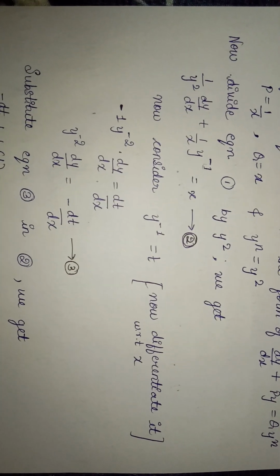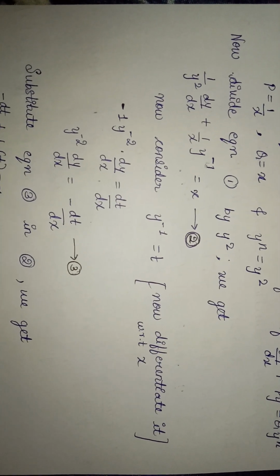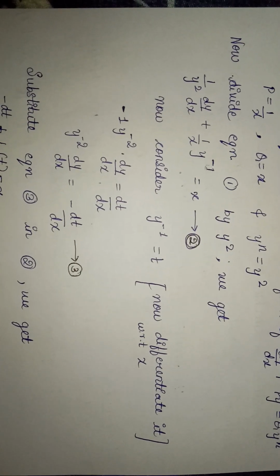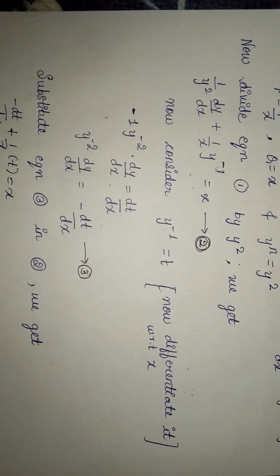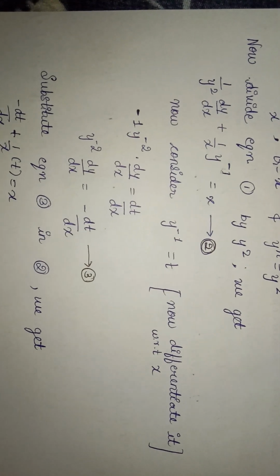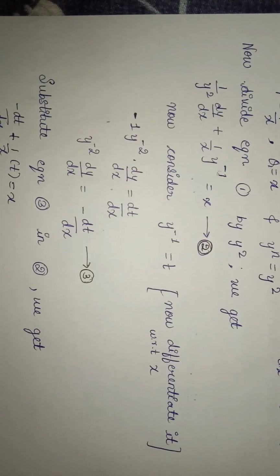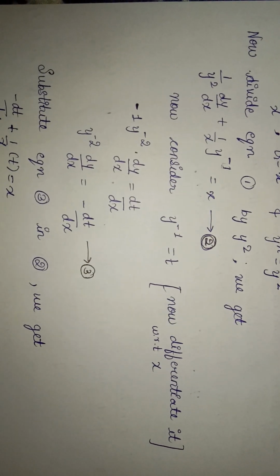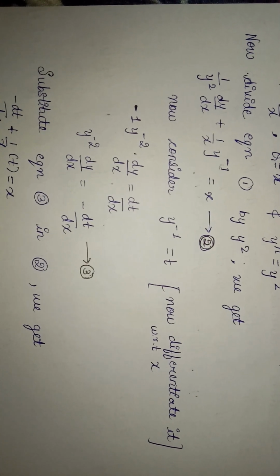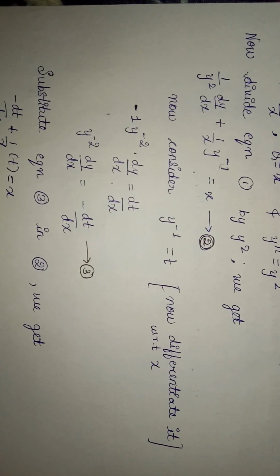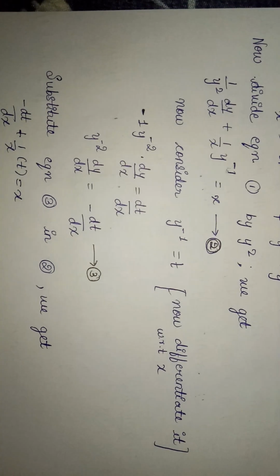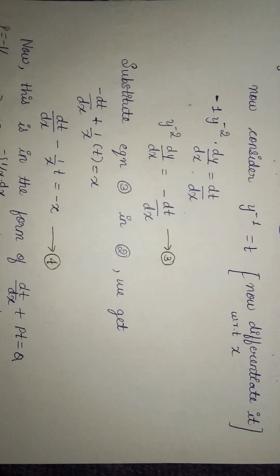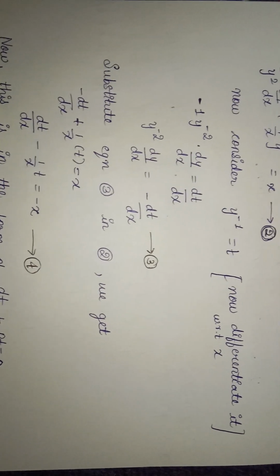Then we equate t to y to the power of minus 1 and differentiate it with respect to x. After differentiation, we see whether there is an extra term other than y to the power of minus 2 dy by dx equals dt by dx. Yes, there is an extra term, which is minus 1. So we send it to the RHS. Now we call it equation 3, and we substitute equation 3 in equation 2.